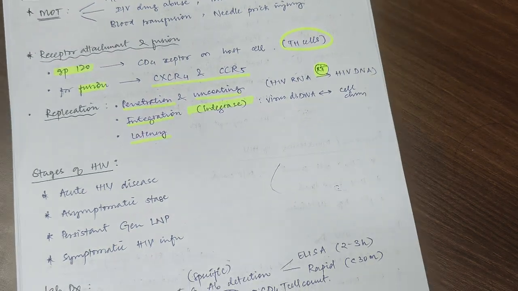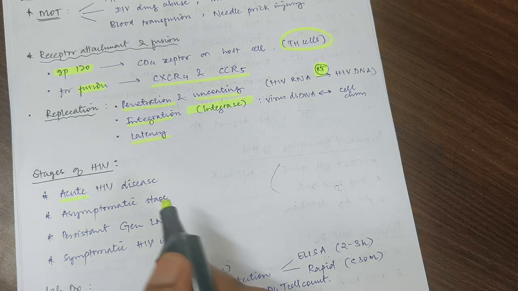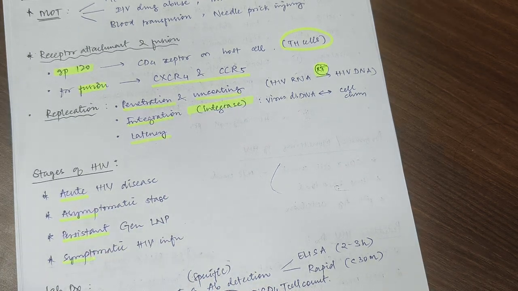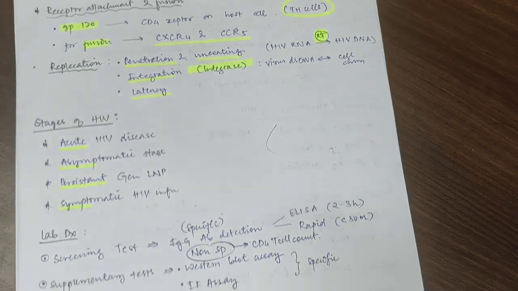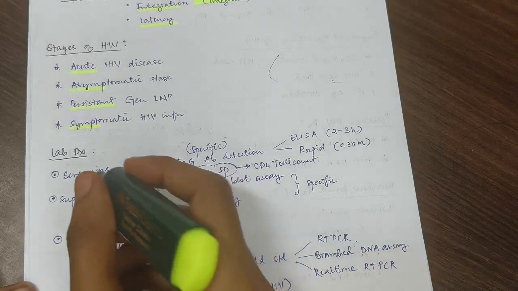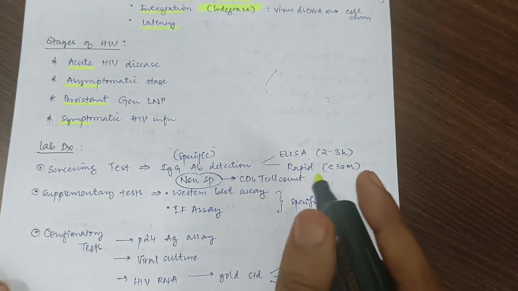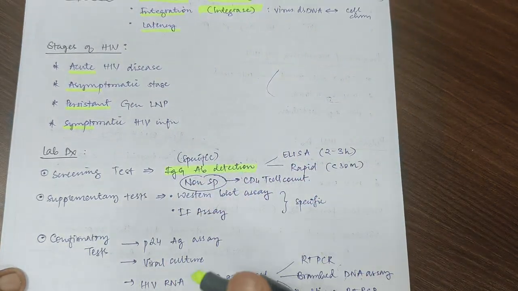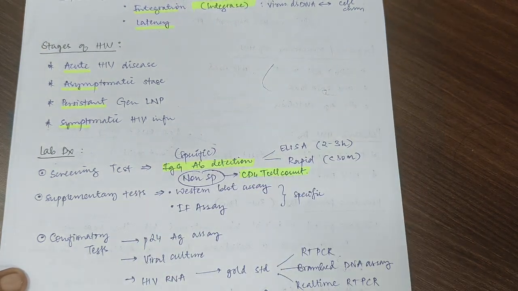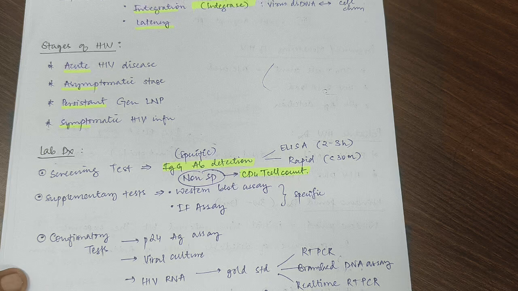Then stages of HIV. I have told it in the patho also. First it is acute disease, then asymptomatic disease, then persistent generalized lymphadenopathy and symptomatic disease. Lab diagnosis. What are the lab diagnoses you are going to do? Screening tests, such as IgG antibody detection, that is specific. Then CD4 T cell count is also done. Antibody detection, if it is there, you are going to do ELISA, you must write. Then rapid antigen test also can be done, rapid antibody detection.